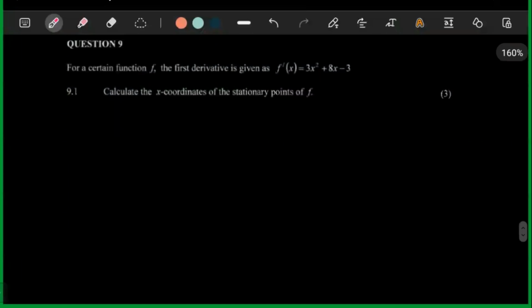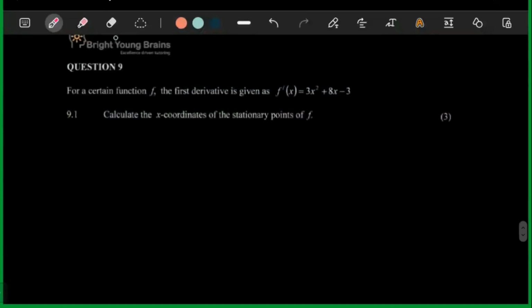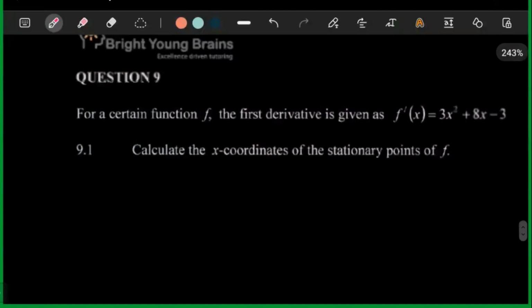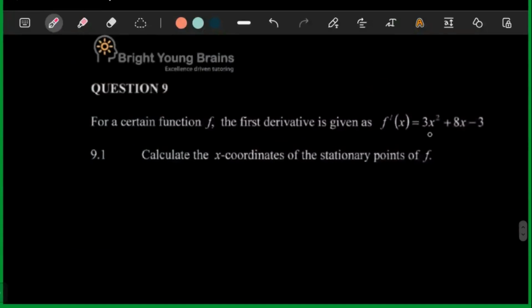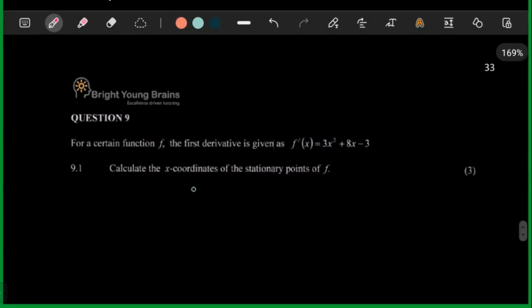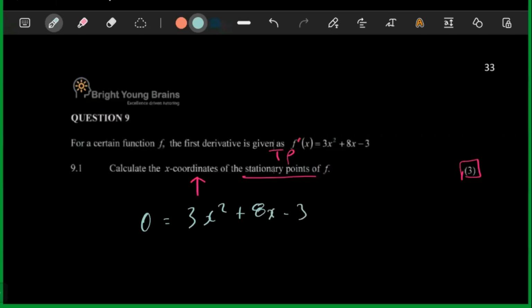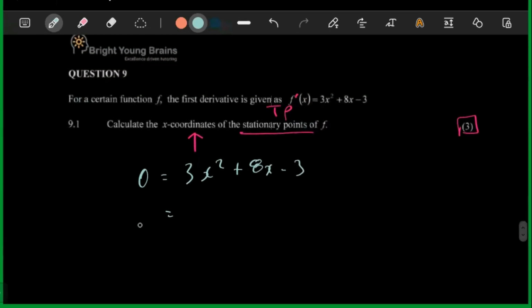Question number 9. We're diving into the full blown calculus. It says for a certain function f, the first derivative is this. Calculate the x coordinates of the stationary points. When they say the stationary points, they're talking about the turning points. This is already the first derivative, so you just make it equal to 0. To get the x values of the turning or stationary points, you can just use the quadratic formula.